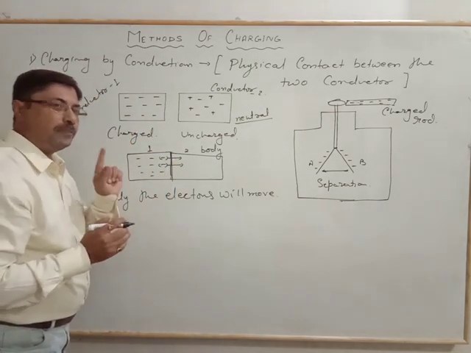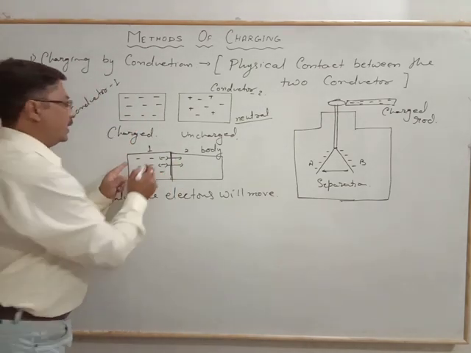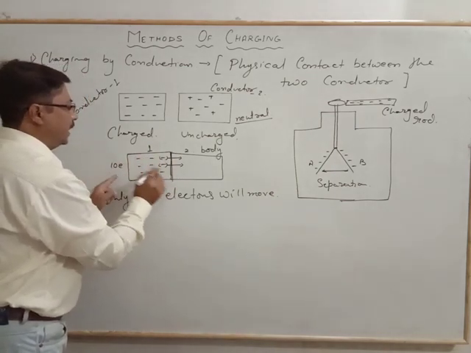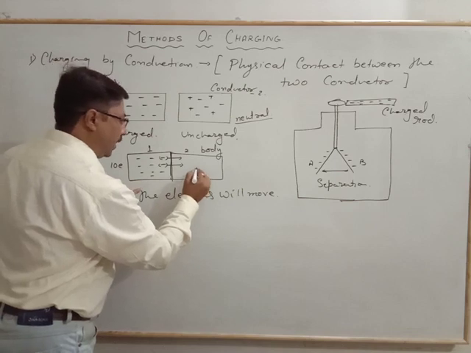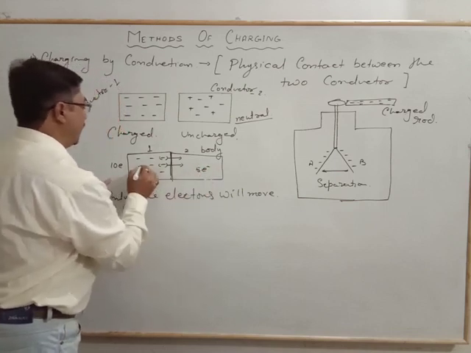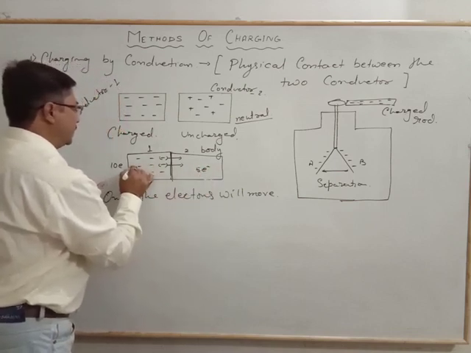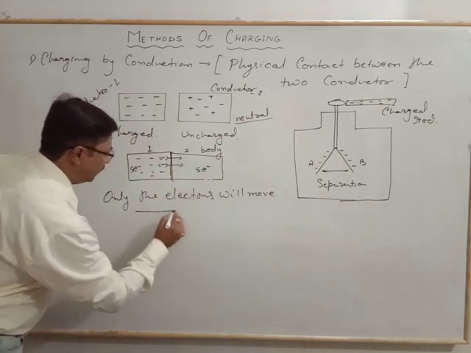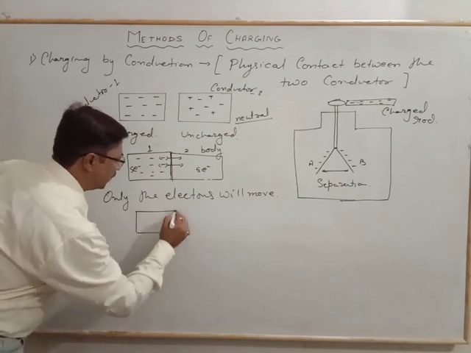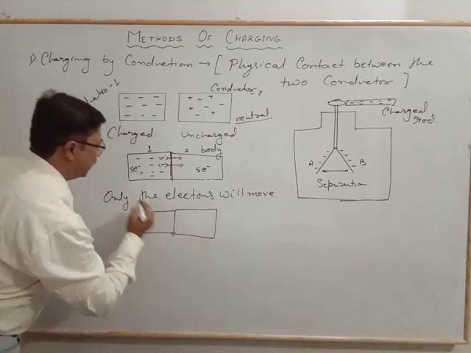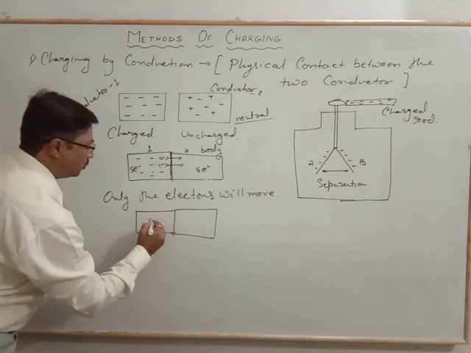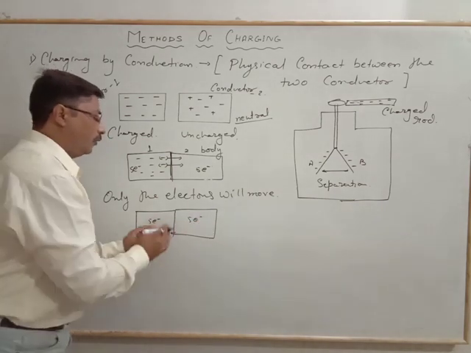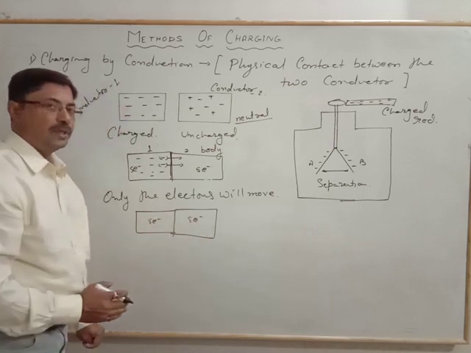What does it mean? Up to a certain limit means, suppose here there are 10 electrons, then 5 will move here and 5 remain here. In that case it is balanced. Whenever the 5 electrons move here, further flow of electrons will stop. Total is 5 electrons here and 5 electrons here. Then further movement of the electrons will stop.